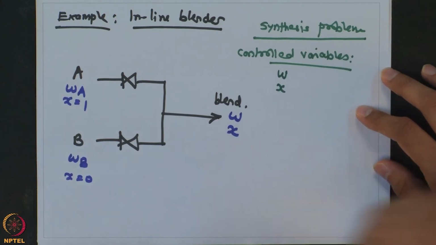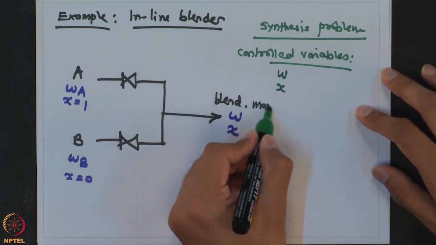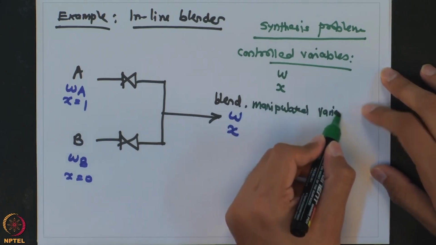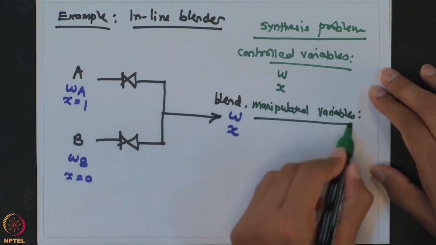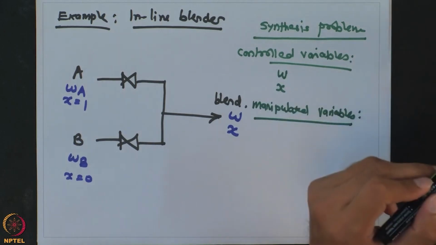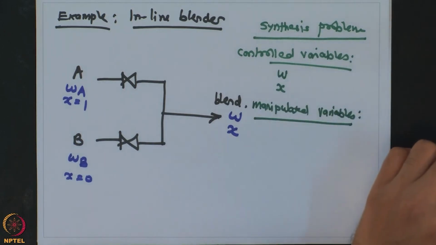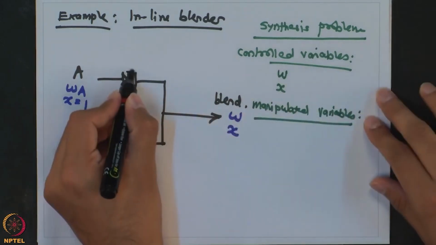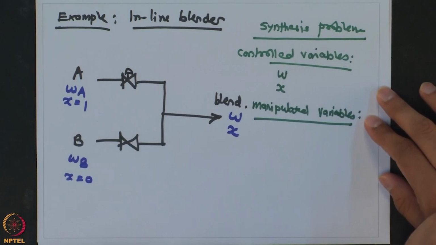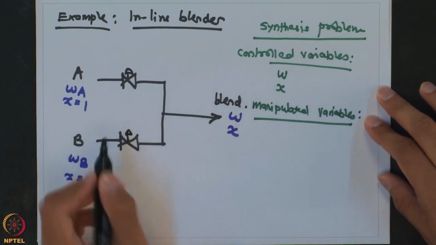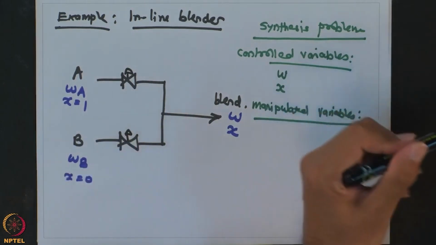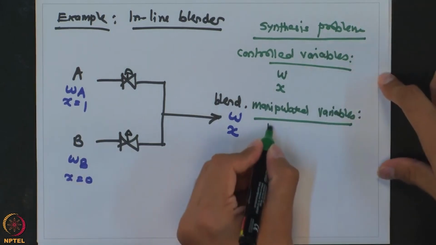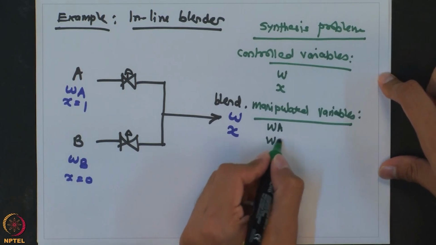Then the next question we have to ask is, what are the possible manipulated variables? Here there are possibly two variables which you can change. One is you can change the flow of stream A and you can change the flow of stream B. So there are two manipulated variables, one is WA and the other is WB.